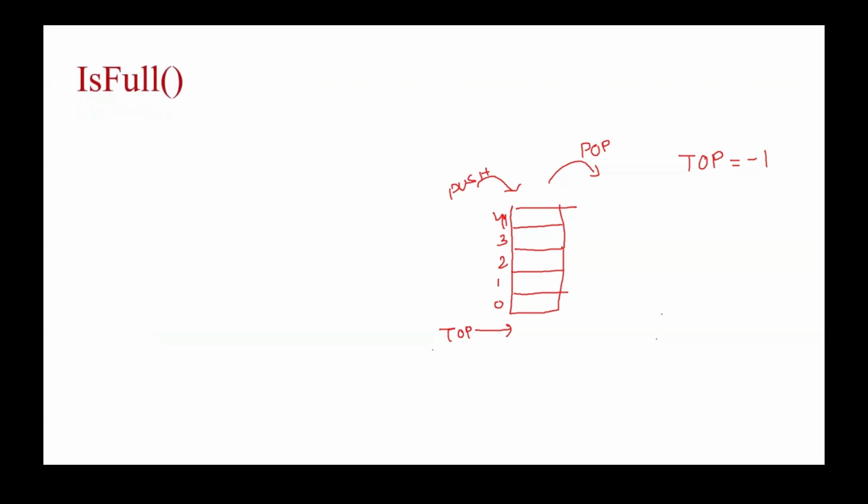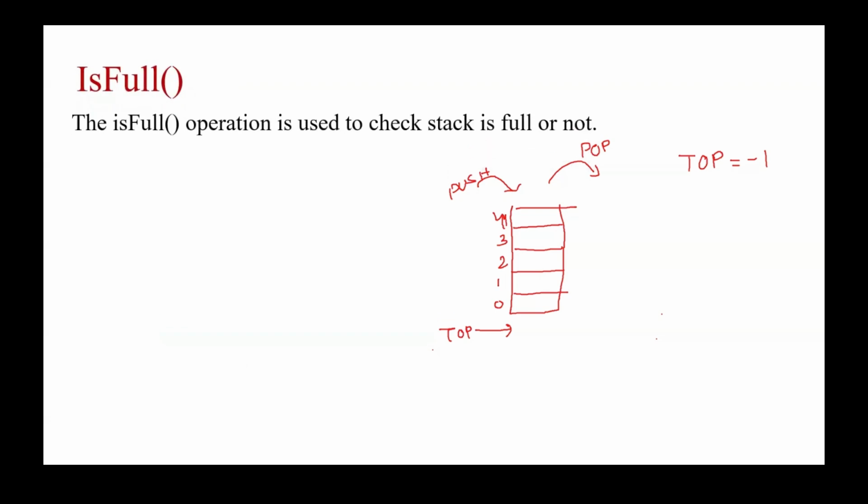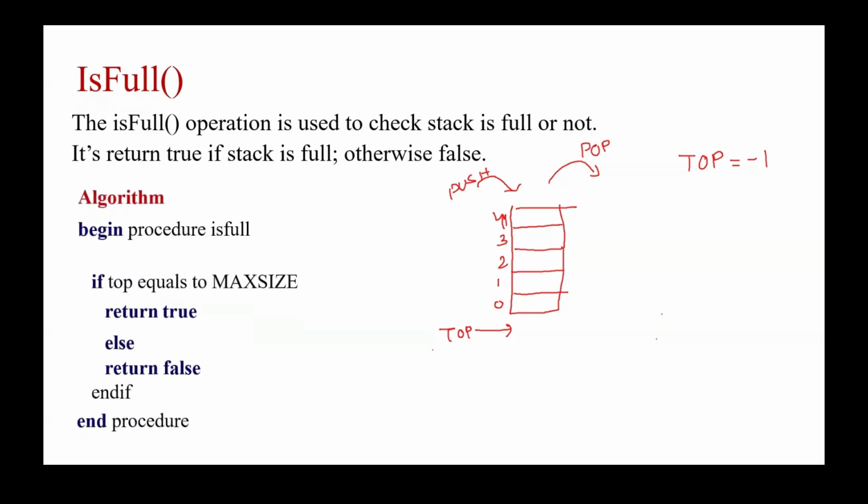So next operation is isFull. The isFull operation checks whether the stack is full or not. It returns true if the stack is full, otherwise it returns false. This is the algorithm we have to follow. If top equals maximum size. So here, indexes 0, 1, 2, 3, 4, and the maximum size is 5. For example, in this case, right now there is no element.